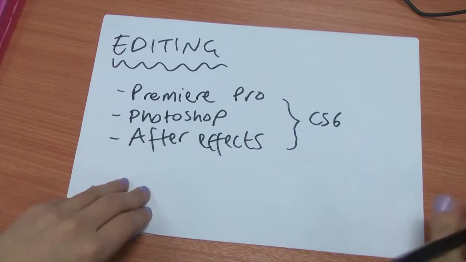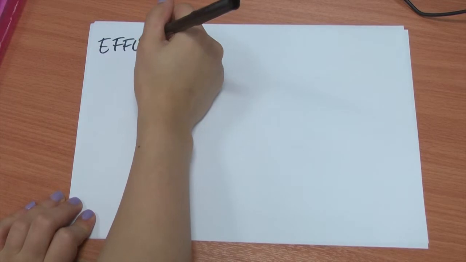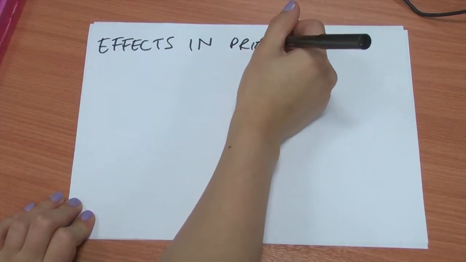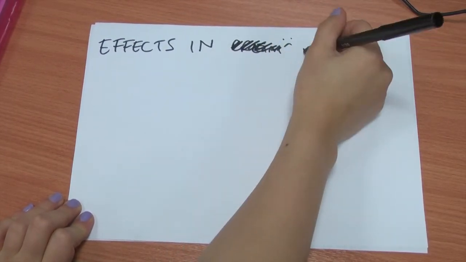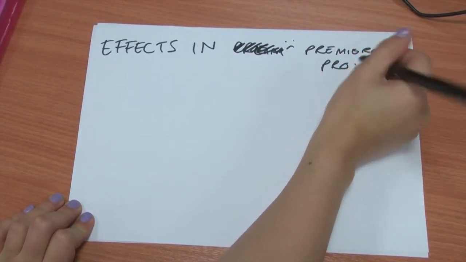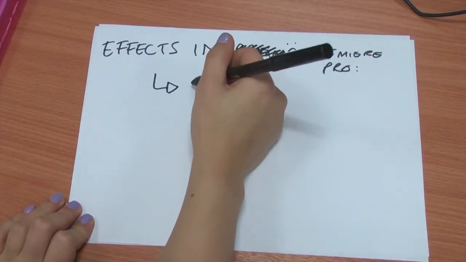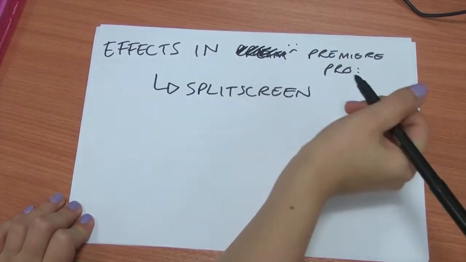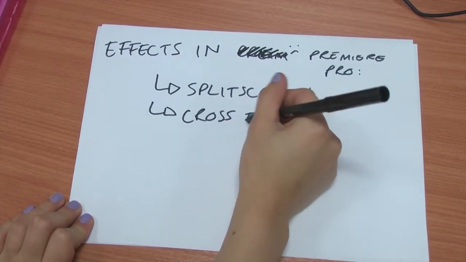So the first one I'm going to go through is Premiere Pro. I only did 2 effects on here because most of our effects were just done on After Effects. I spelled Premiere wrong there, sorry about that. The 2 effects I used on Premiere Pro were the split screen and constant power. I put crossfade, but I wrote that one wrong. It's constant power, and I used it on a sound effect.